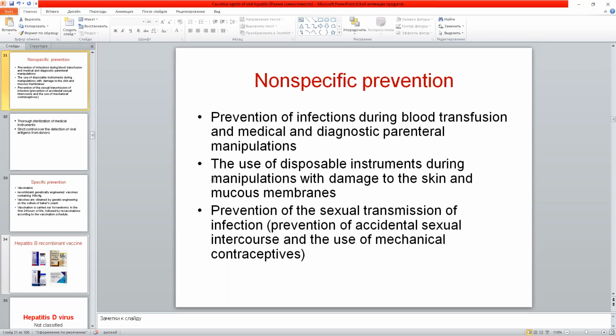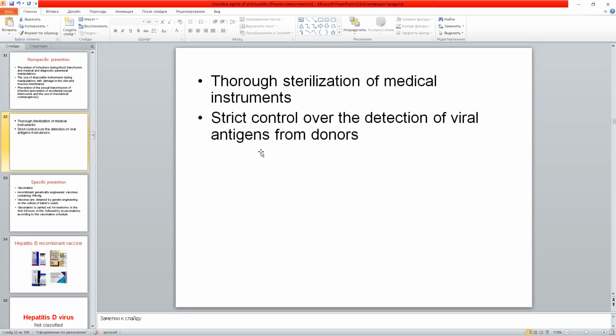safe sex, and then through strict control of the detection of viral antigens from donors. HBs antigen is named Australian antigen because it was detected firstly in Australia. So donors are checked for presence of Australian antigen, HBs antigen.